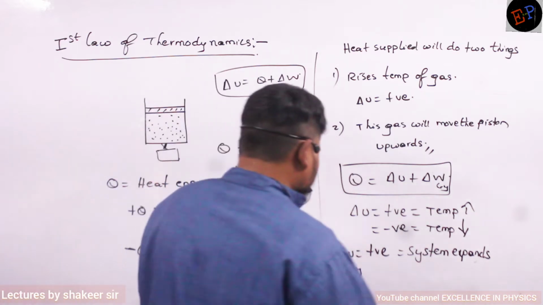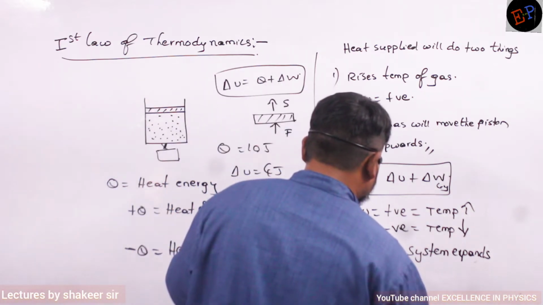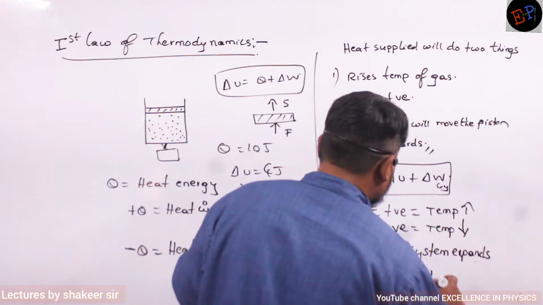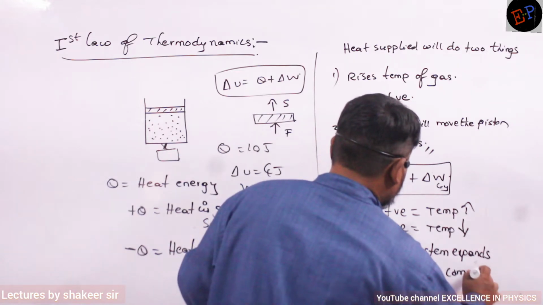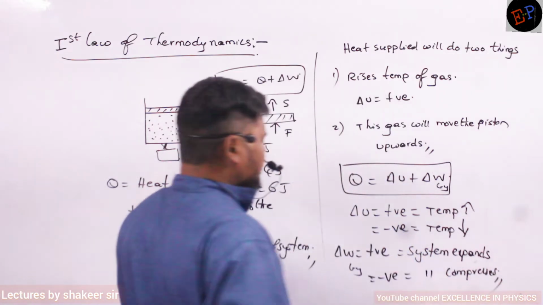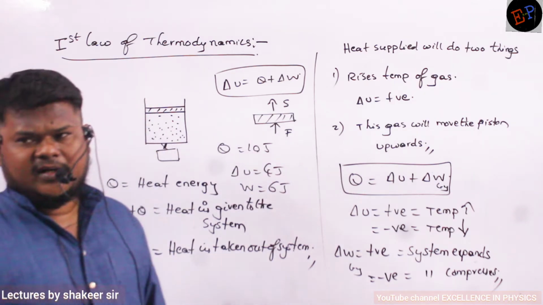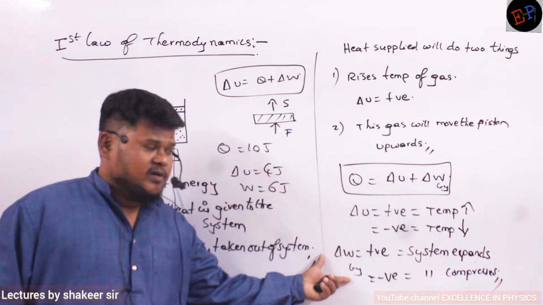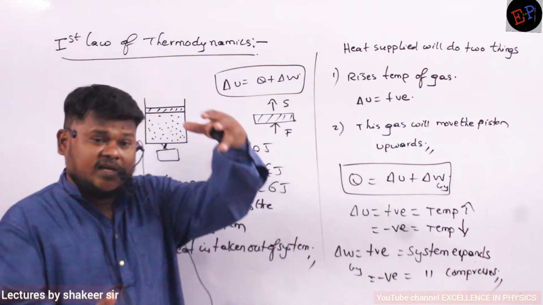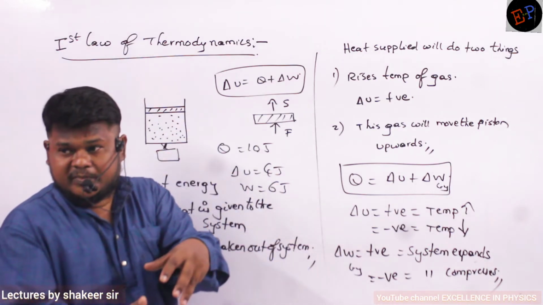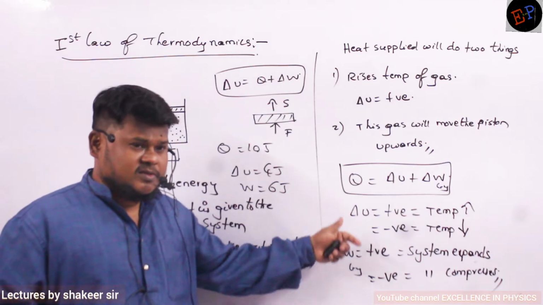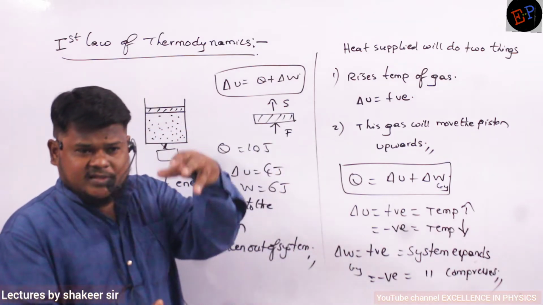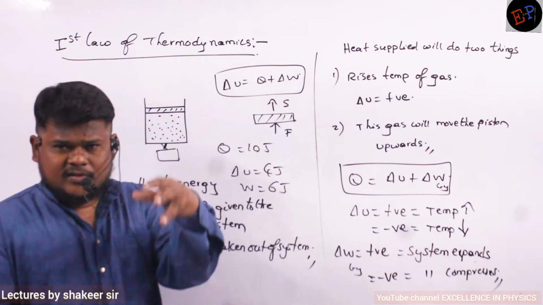Similarly, work done by the gas, if it is negative, then what is the meaning of this? It means that the system compresses, that is, the volume of the gas reduces. Is it clear? But this sign is taken exactly opposite in chemistry. If W is positive, it means the gas is compressing. Do you remember? If work done is positive in chemistry, it means the volume of the gas is compressed.